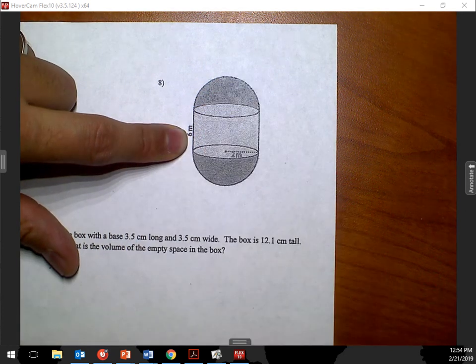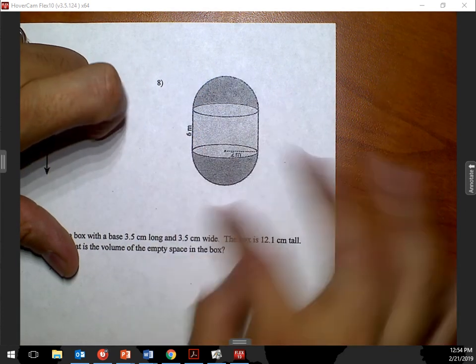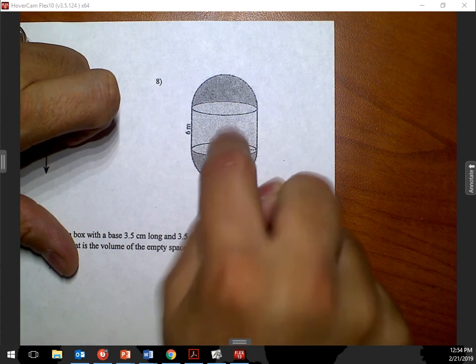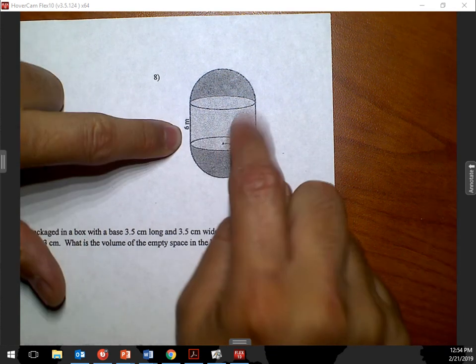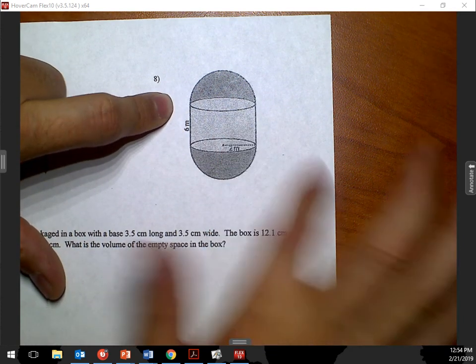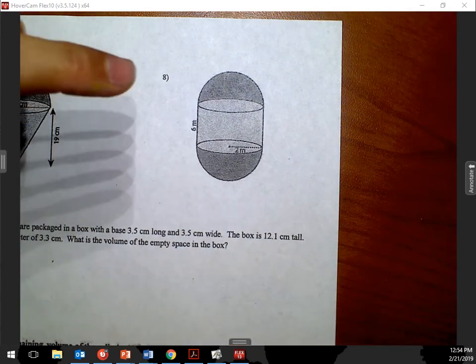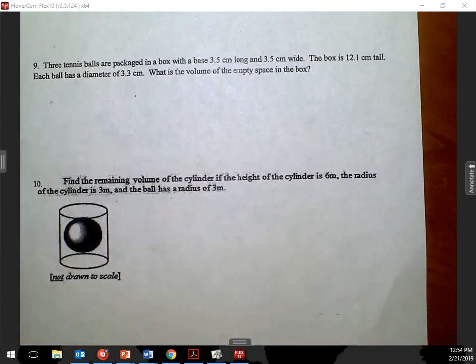Two halves make a whole sphere, and a cylinder. So a cylinder and a sphere together, right? Okay, these word problems, you guys are gonna have to work these out. You guys got the rest of the time.